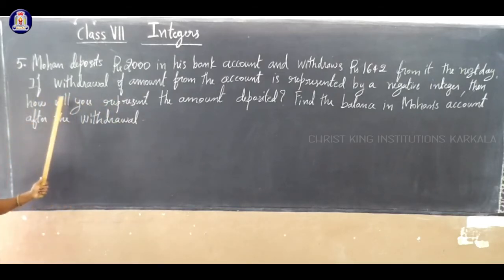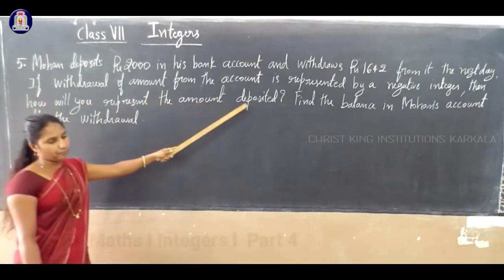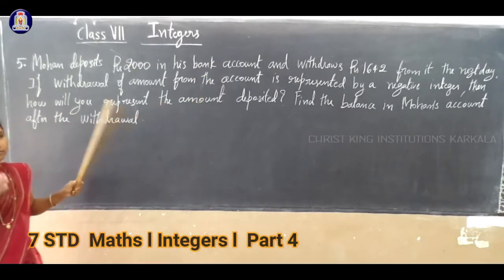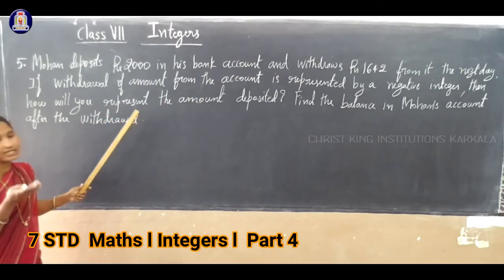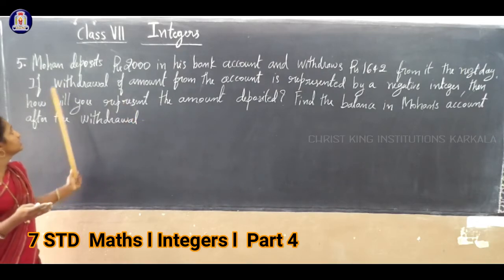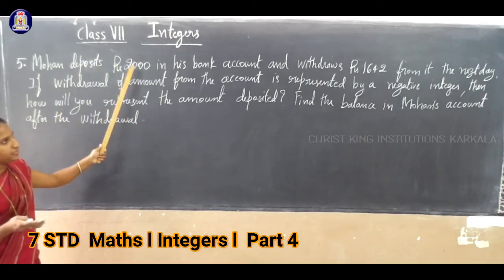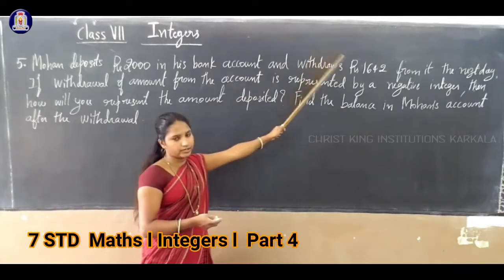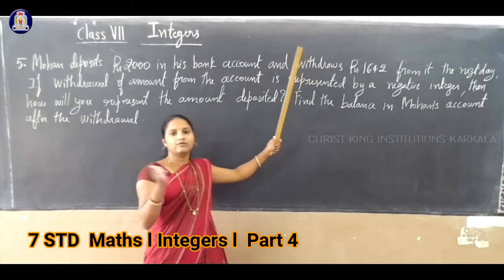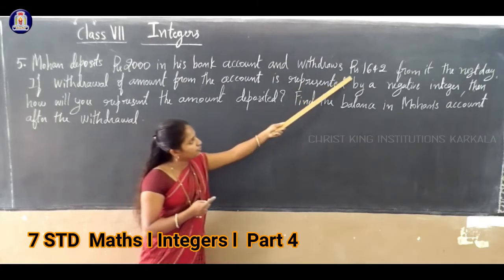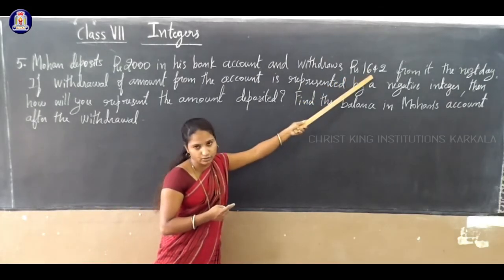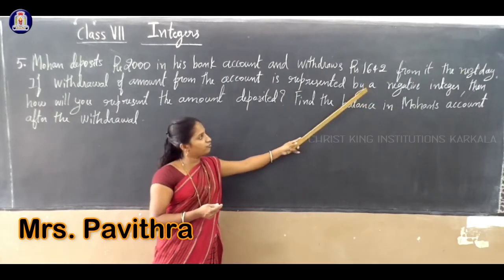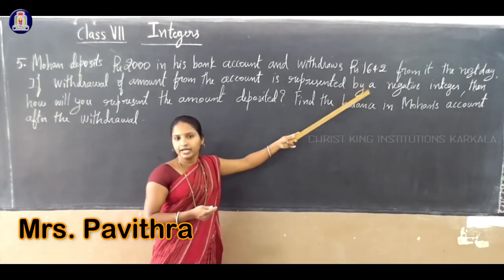Then how will you represent the amount deposited? The amount deposited means the money is increasing, right? He deposited 2000. Then he withdraws rupees 1642. From 2000 he withdraws how much? Rupees 1642. So withdrawal of money is represented by negative integer.